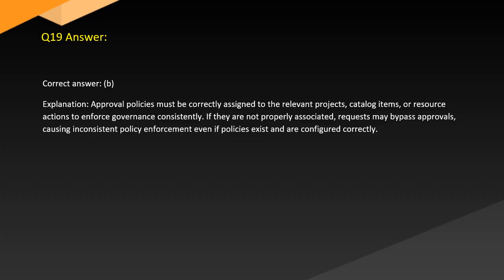Answer. Correct answer: B. Explanation. Approval policies must be correctly assigned to the relevant projects, catalog items, or resource actions to enforce governance consistently. If they are not properly associated, requests may bypass approvals, causing inconsistent policy enforcement even if policies exist and are configured correctly.